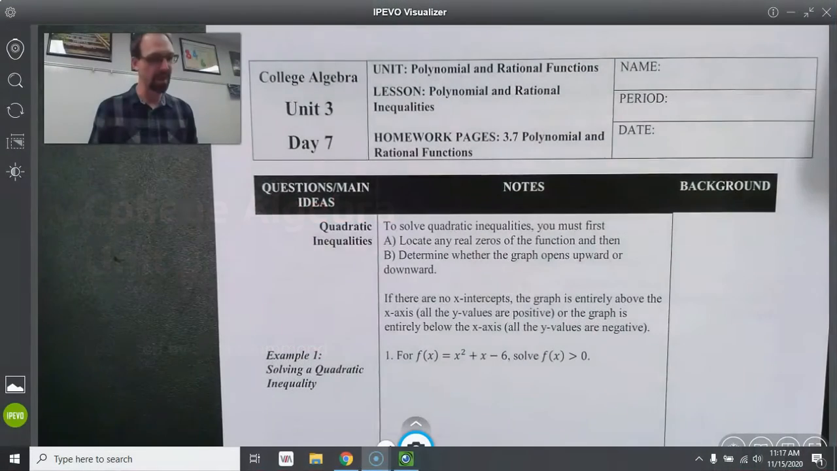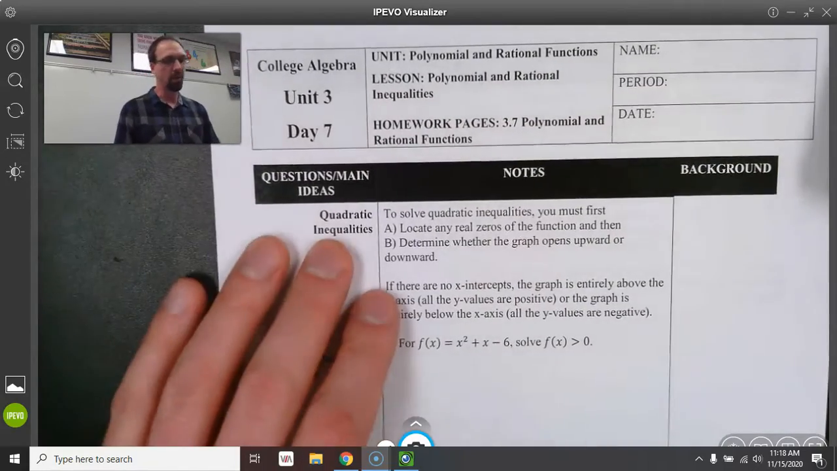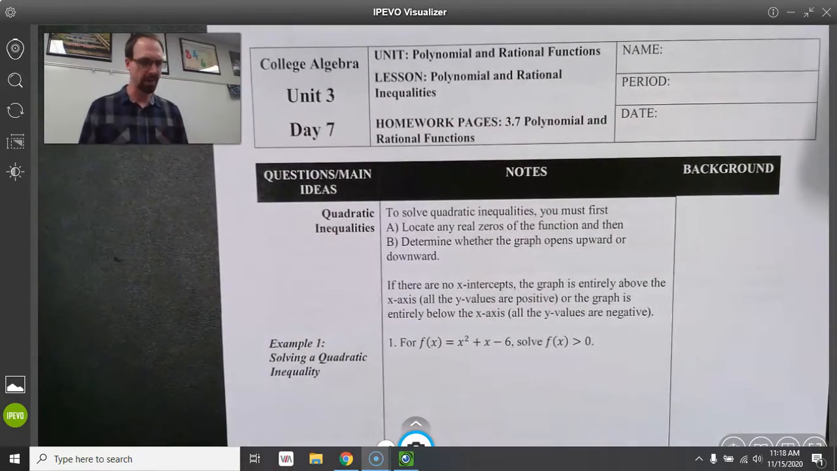This one talks about polynomial and rational inequalities. This kind of sums together everything we were talking about with inequalities, polynomial inequalities, and rational inequalities. We've been looking mostly at equations and how they look graphically. Now we're going to be looking at inequalities. To solve quadratic inequalities, we're going to start with just quadratic inequalities first.